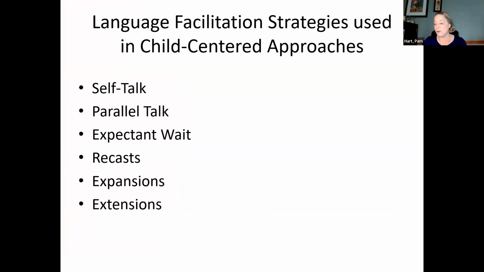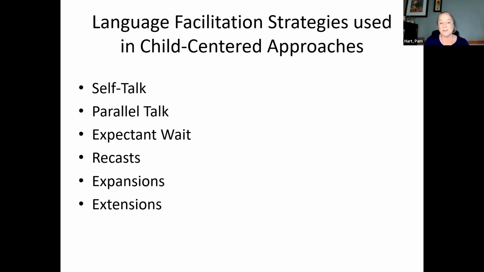So the child-centered language facilitation strategies listed here, those are your strategies in child-centered. Self-talk, where you talk about what you're doing. I'm putting the cow in the barn, right? And that's what you're doing. Parallel talk, where you talk about what they're doing. You are putting the star on the tree, whatever. Expectant wait, where you wait and look like it's their turn to say something, and kind of hold that and have provided models and see what happens there. Expectant wait can be a great tool.